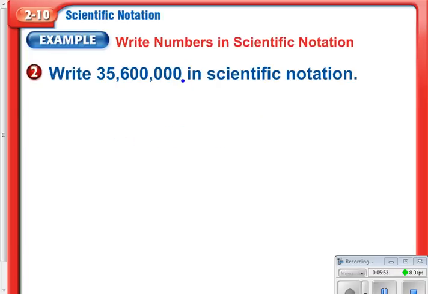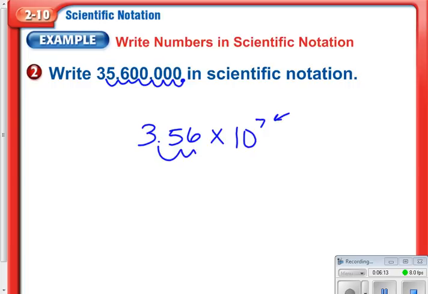35,600,000. Again, decimal point. Move it. 1, 2, 3, 4, 5, 6, 7. We get 3.56 times 10 to the 7th power. Again, when I think this is a positive 7, this would move to the right. When I move it to the right, it'll match that in standard form. So 3.56 times 10 to the 7th.